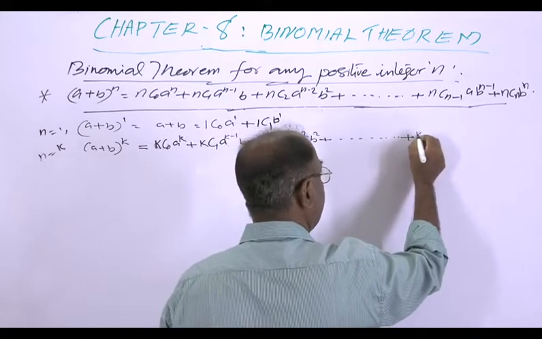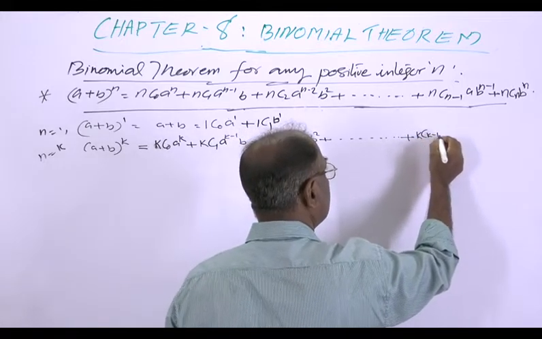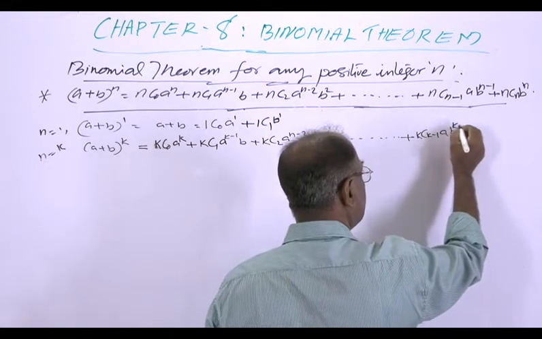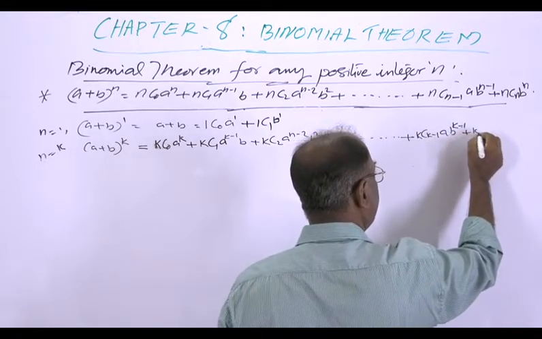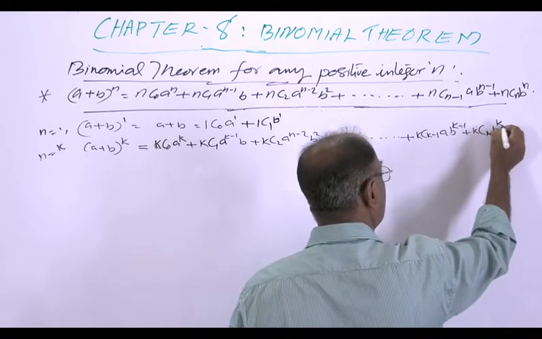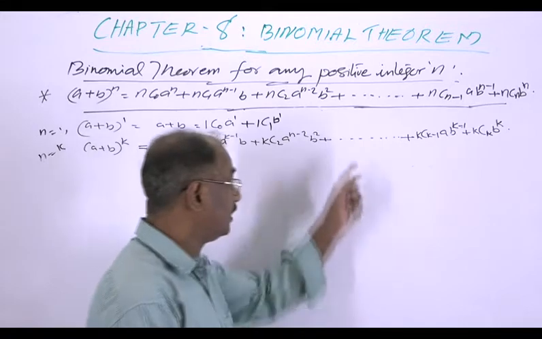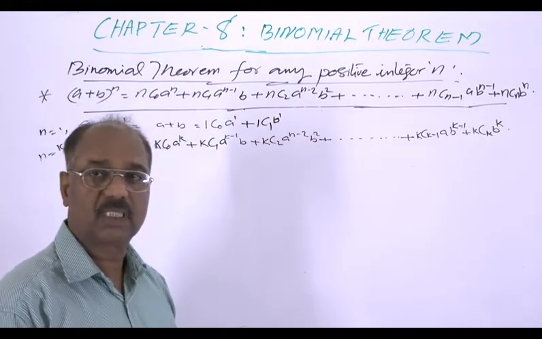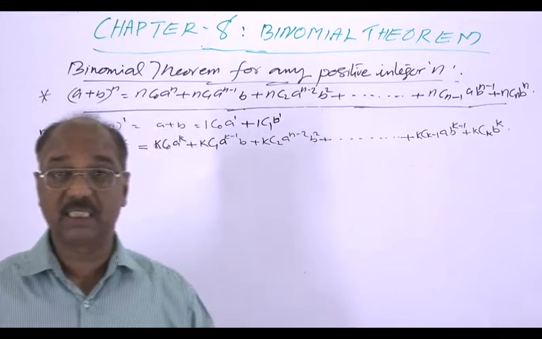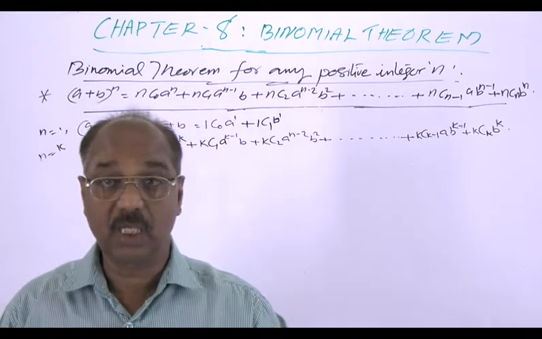plus kC(k-1) a b^(k-1) plus kCk b^k, exactly in this form. The result is true for n equal to k. And now we prove the result is true for n equal to k plus 1 also.